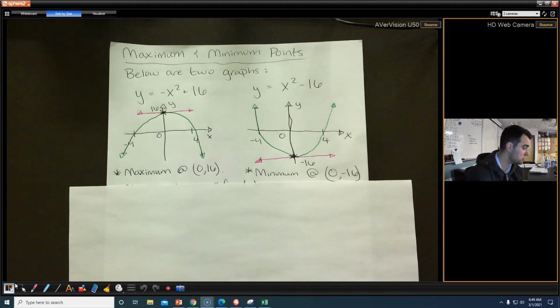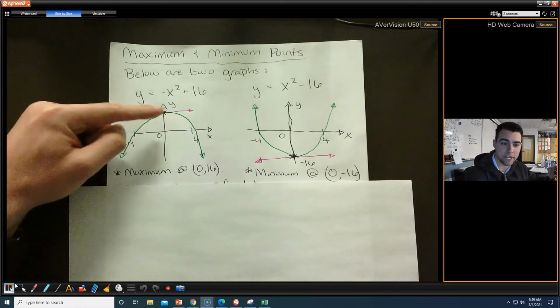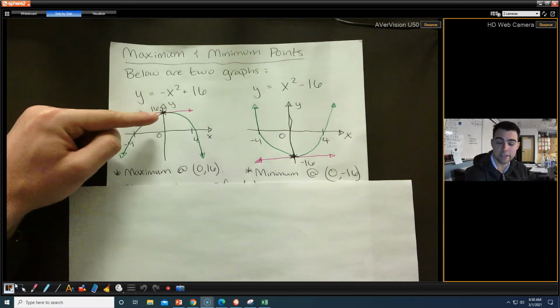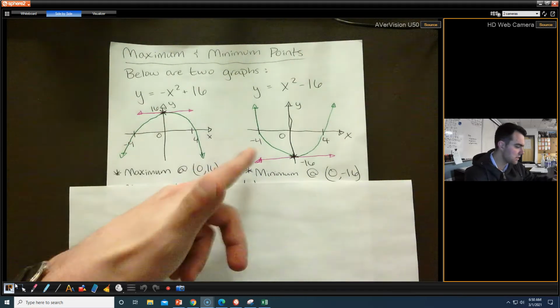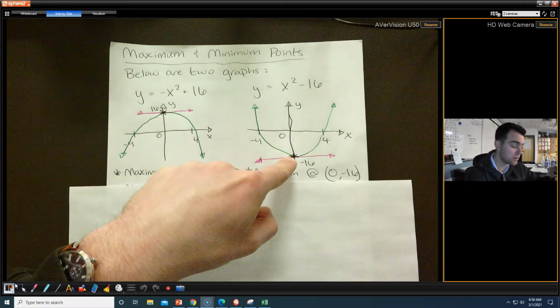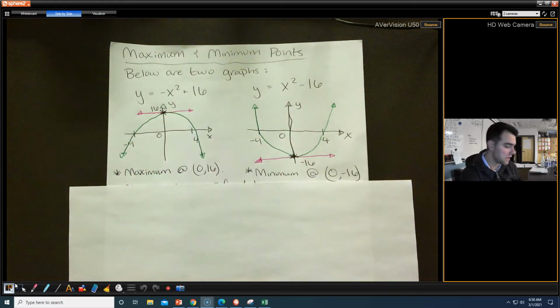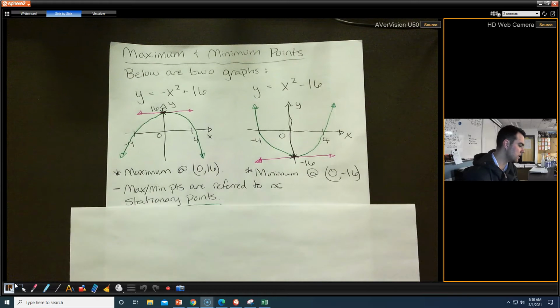But we have these two graphs, both parabolas, and this one is opening down. It's got a maximum at (0, 16). If you plug 0 into x, you'll find that your y value is 16. And over here, we have a minimum at (0, -16) right there. So how are those in derivatives actually related?